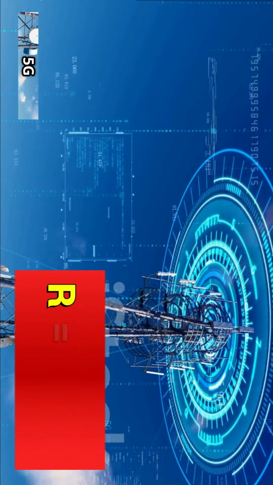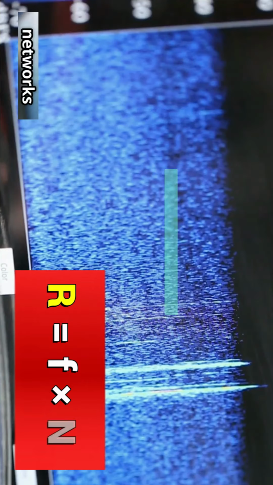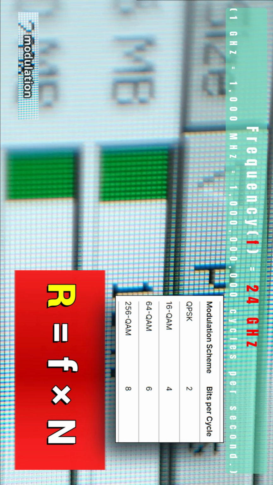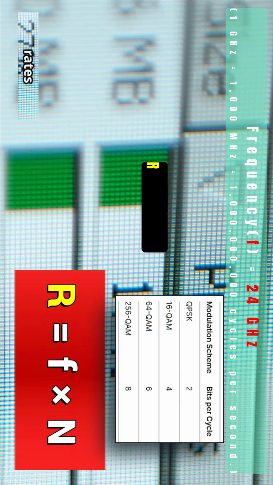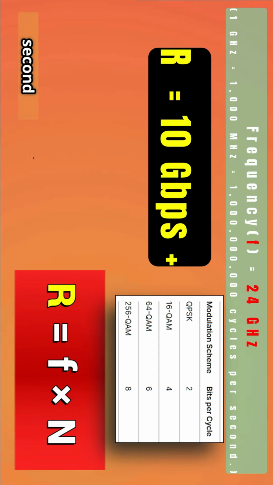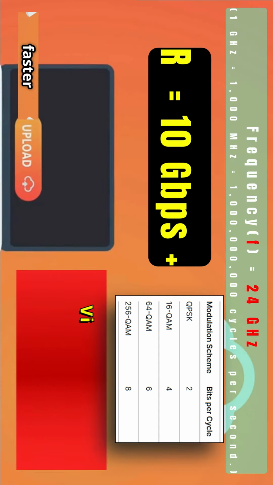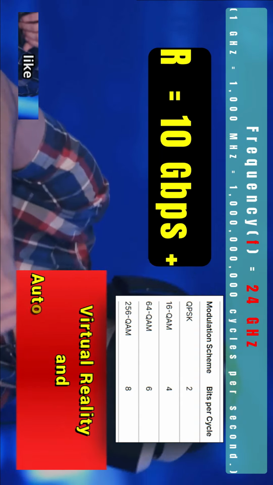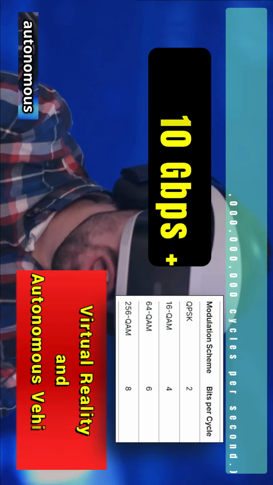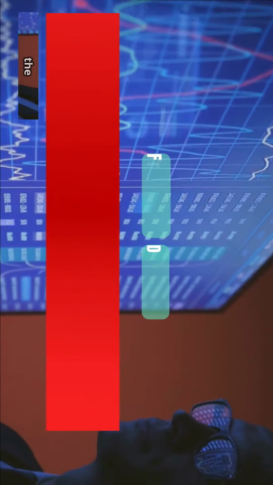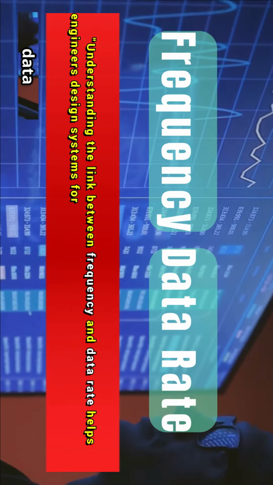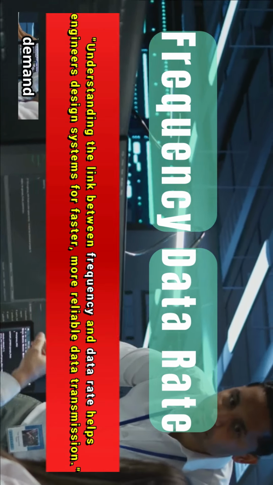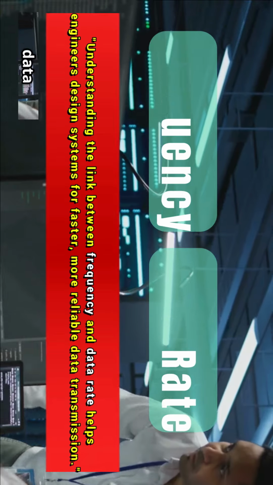Another example is 5G cellular networks. These networks use high frequencies, often above 24 gigahertz, and advanced modulation techniques to achieve data rates of up to 10 gigabits per second or more. This enables faster downloads, smoother streaming, and better performance for applications like virtual reality and autonomous vehicles. By understanding the relationship between frequency and data rate, engineers can design communication systems that meet the growing demand for faster and more reliable data transmission.